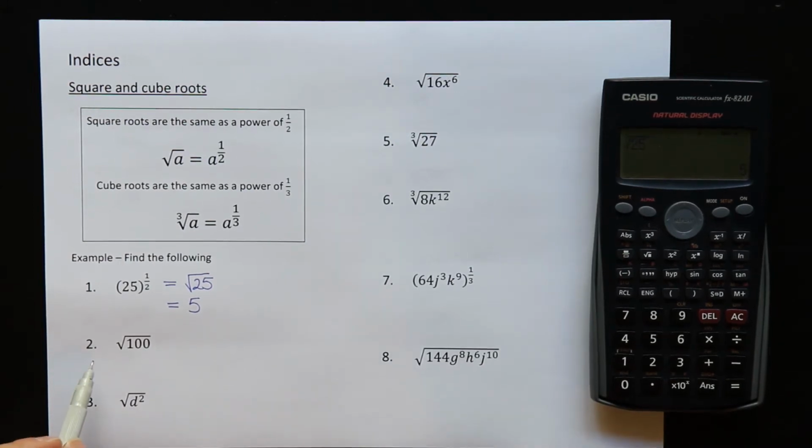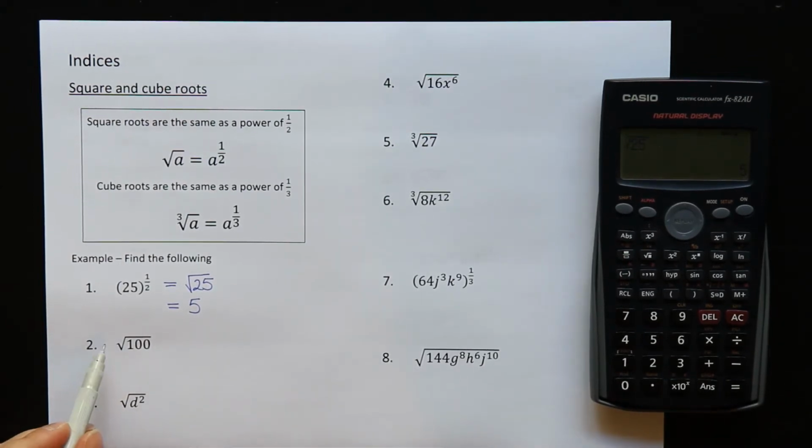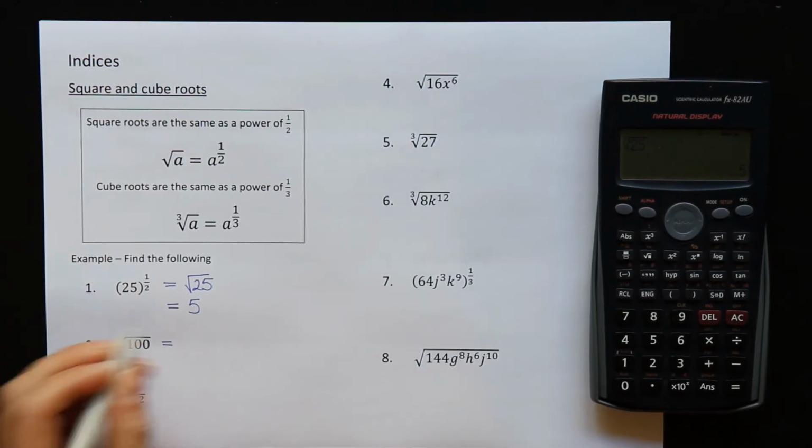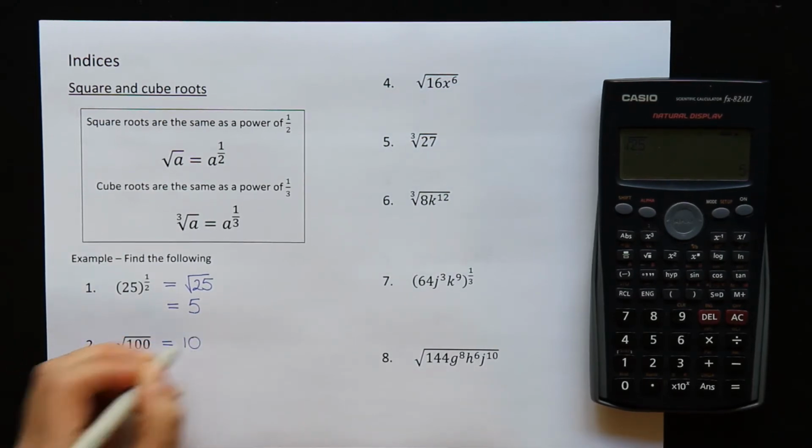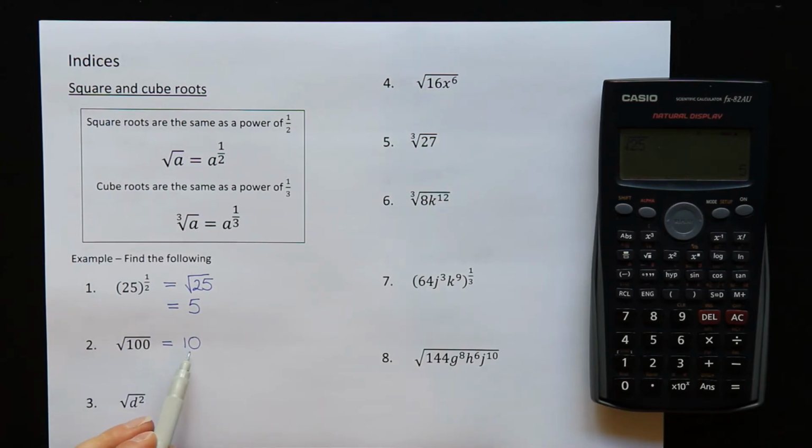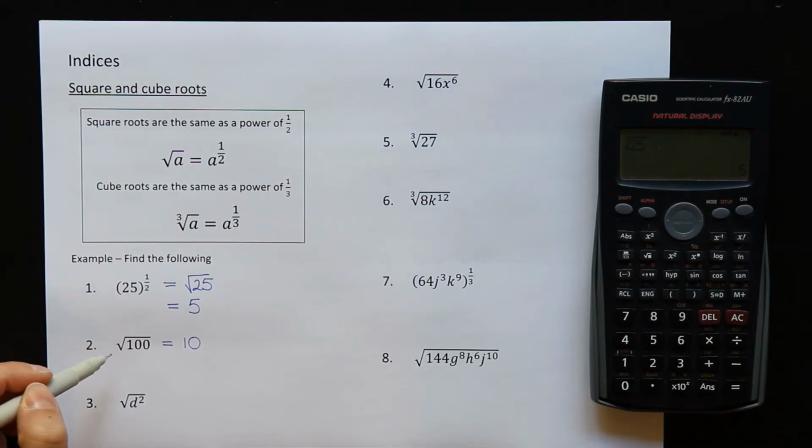Okay, question 2. This is already written with a square root sign. The square root of 100 is simply 10. Square root means what number times by itself will give you 100. 10 times 10 gives 100, so the square root of 100 is 10. Now that's just using numbers. You've probably square rooted numbers before.